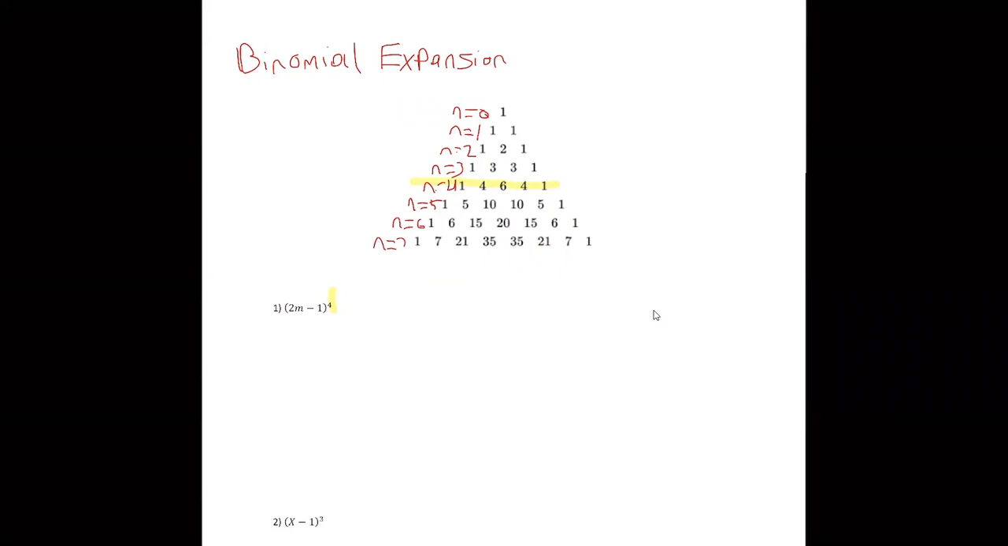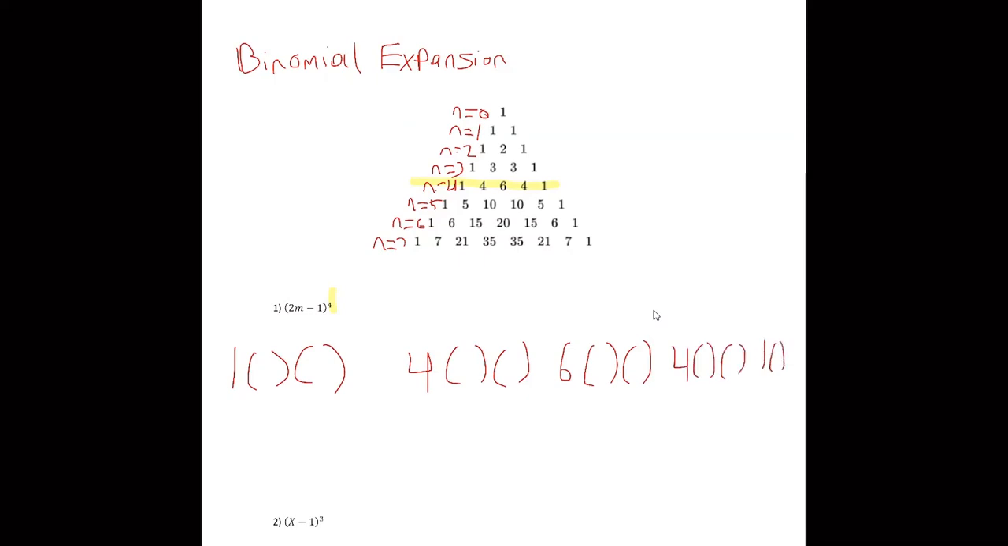The first thing I like to do is write these coefficients from Pascal's triangle, and after each coefficient we put 2 sets of parentheses. So like 1, we have a 4, we have a 6, we have another 4, and we have a 1. What goes inside our parentheses is the first part of your binomial and then the second part. So we're going to have 2m, and then minus 1, so basically a -1 since it's a minus. That's what's going to go inside all these parentheses.